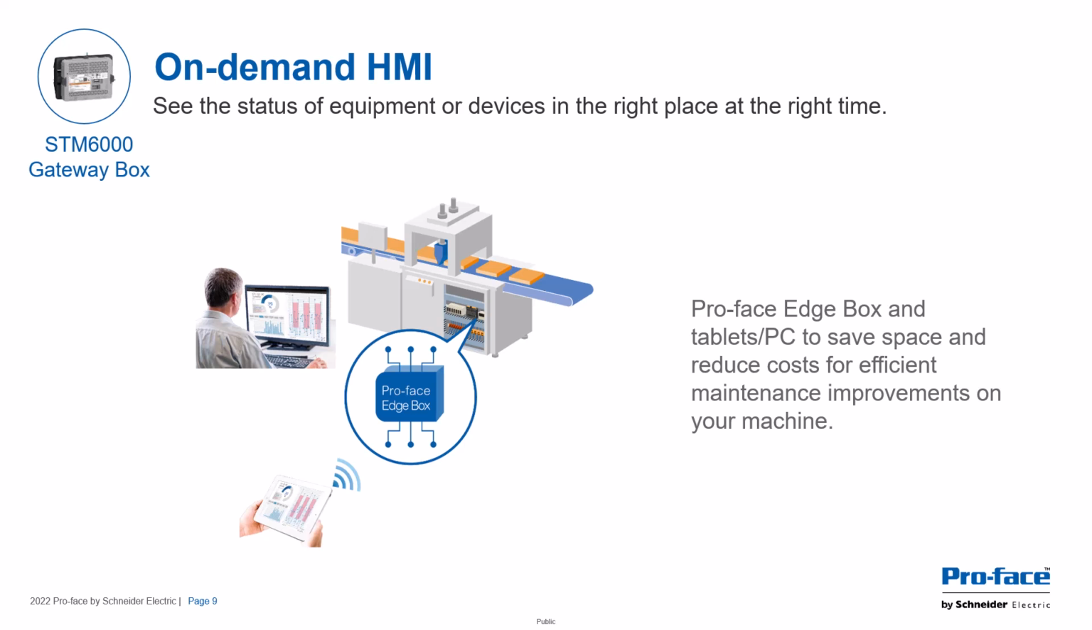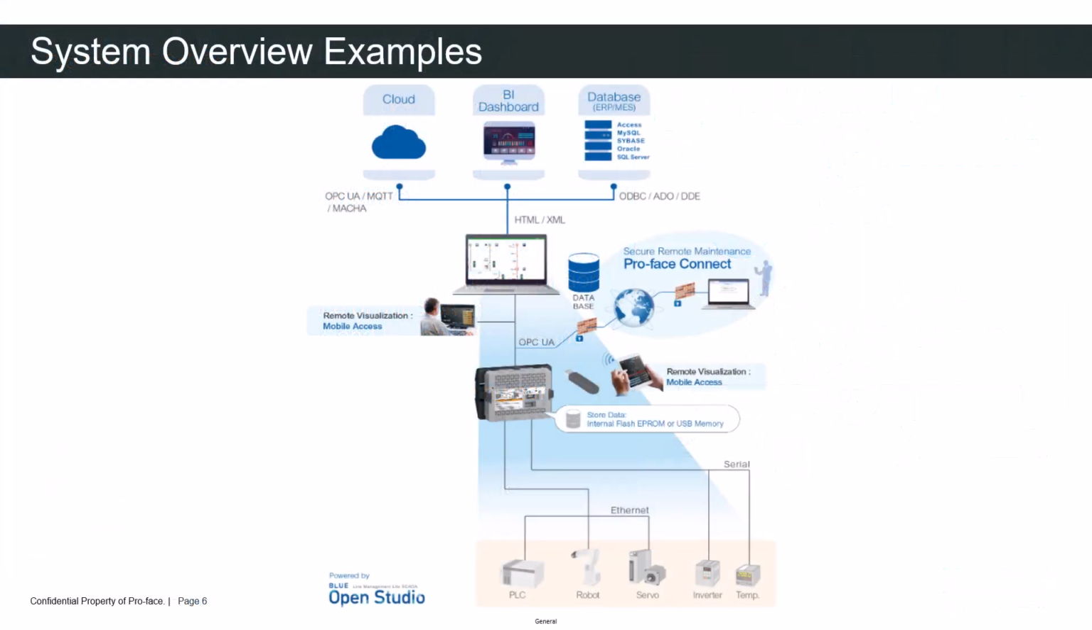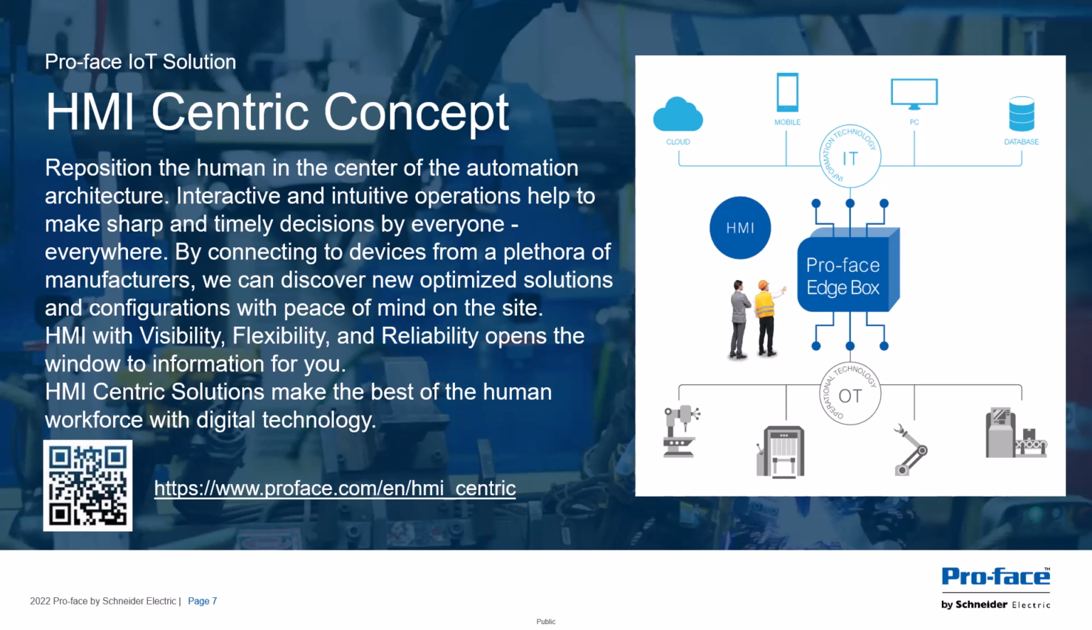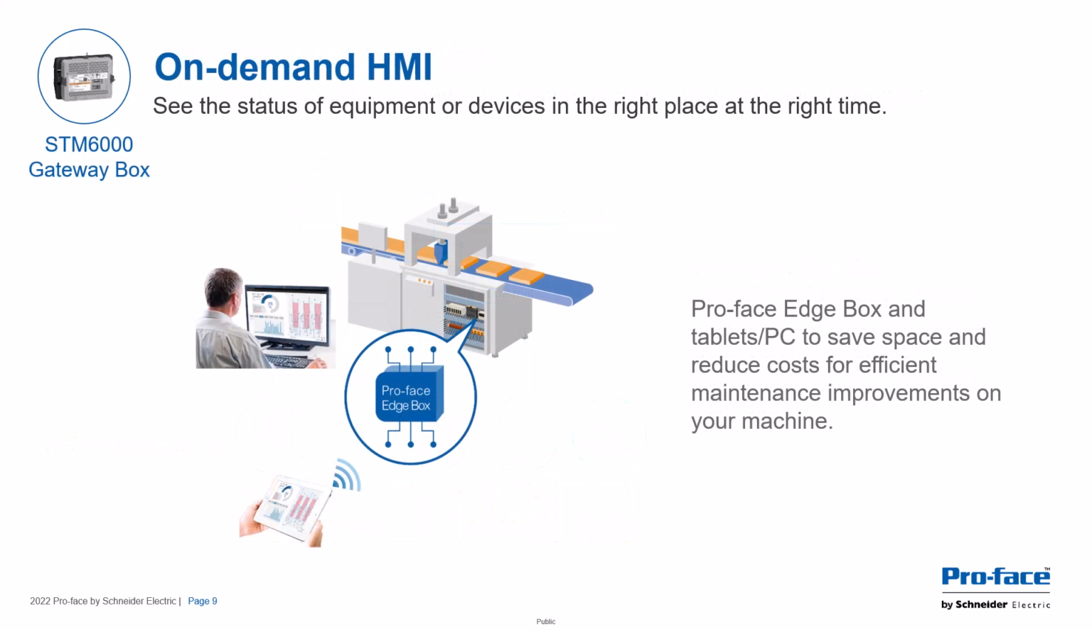All right, so that will finish our discussion about the different possibilities of the architectures. If we go back and look, this is an overall picture of all the different possibilities. Here we're talking about the HMI-centric concept where we're putting the EdgeBox in the center of the architecture. Here is one possible architecture for a protocol converter, and here another possible architecture has an on-demand HMI. Of course, the applications are potentially limitless, so just keep that in mind. You've got a lot of flexibility in this box.